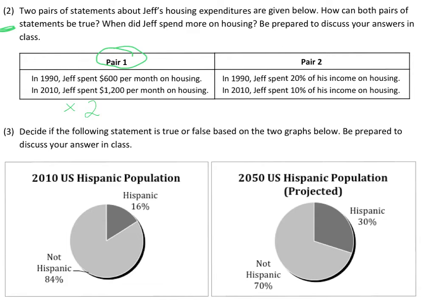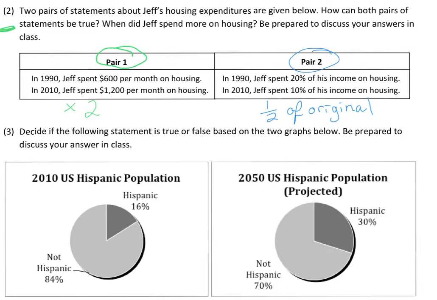Okay. So looking now at pair 2, in 1990, Jeff spent 20% of his income on housing, but in 2010, Jeff spent 10% of his income on housing. So that's 1/2 of his original cost. So what's going on? How is that possible? How can they both be true? If Jeff spent 20% of his income on housing, but then 10 years later he was only spending 10% of his income on housing, what could have happened?